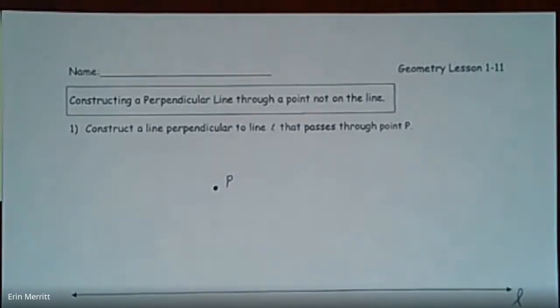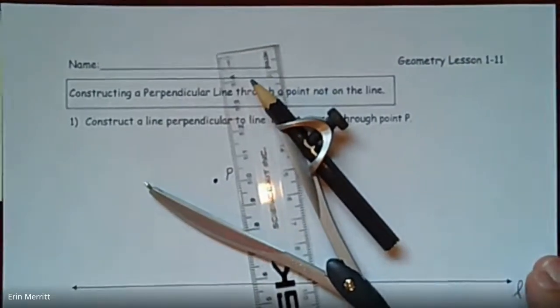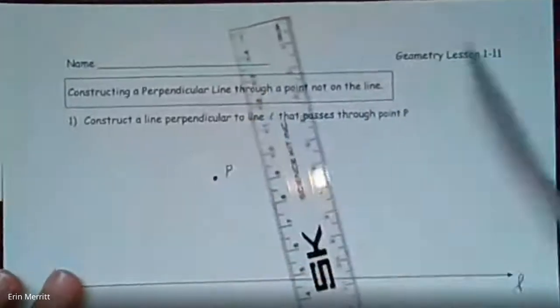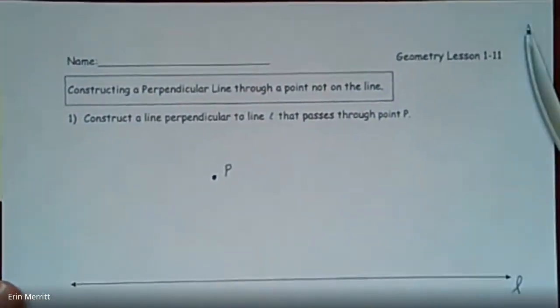Hey guys, lesson 111. We get to play with more constructions. So you've got your compass, you've got your straight edge. Make sure you're ready to go. Have both of those on hand before you start watching this. All right, so the first one, constructing a perpendicular line through a point that's not on the line.